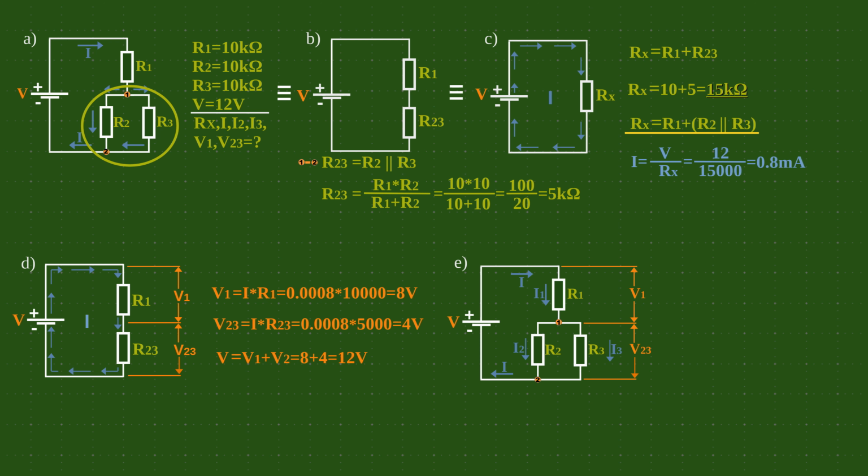And now we return to the initial diagram, denoted by E. Since we calculated the voltages V1 and V2-3, it remains to calculate the currents I2 and I3. For this calculation we use the voltage V2-3, which is common to resistors R2 and R3. Current I1 is in fact current I, and currents I2 and I3 are calculated as follows.